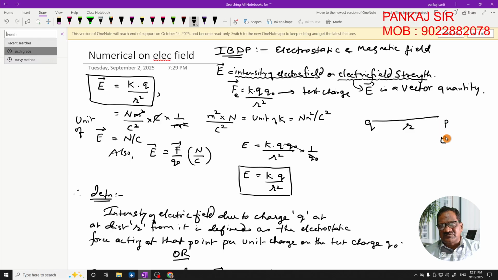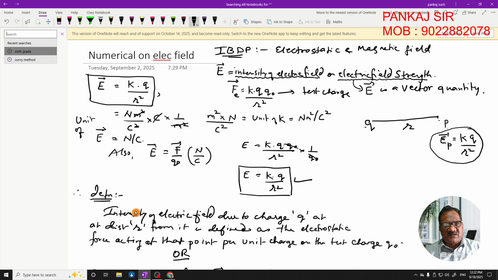Then the electric field strength at P, denoted by EP, is given by this formula: K times the charge which is responsible for creating the field, that is Q, divided by the distance square, the distance between the charge and the point. Okay, so this is the formula for the electric field strength at a point at a distance of R from the charge Q. This particular formula E equal to KQ upon R square is something that we are going to use in the numericals which are based on this electric field strength.